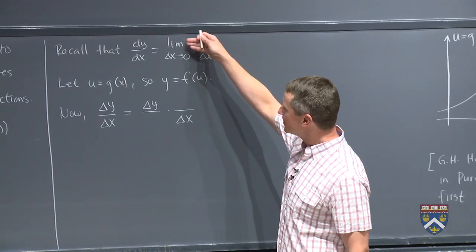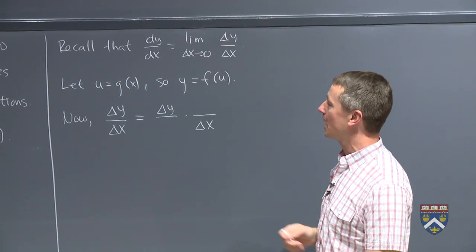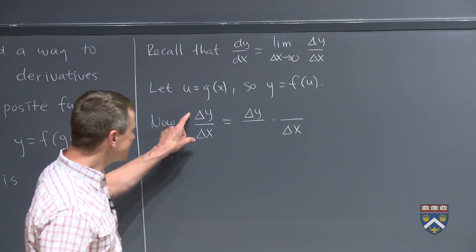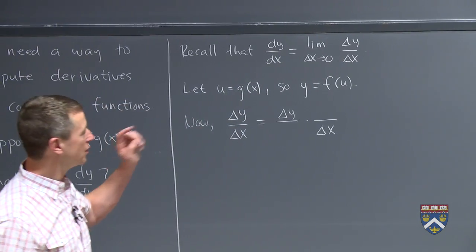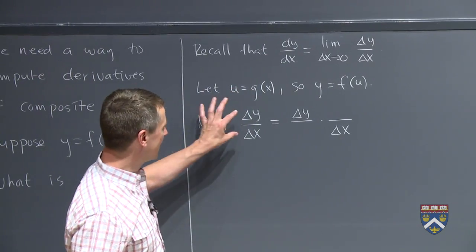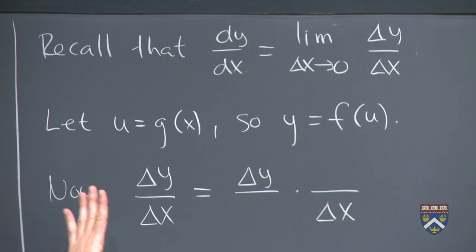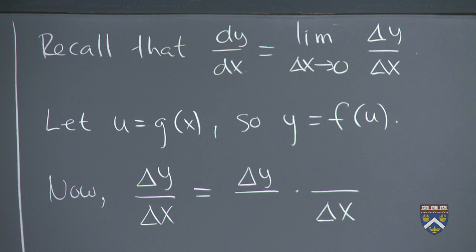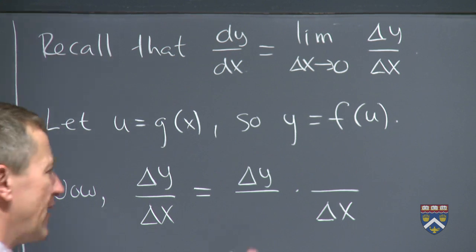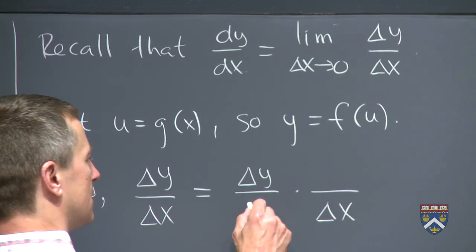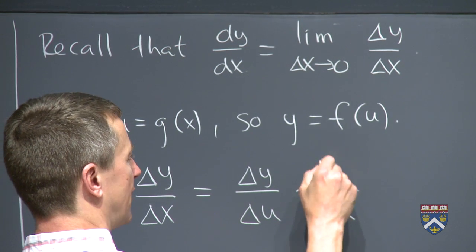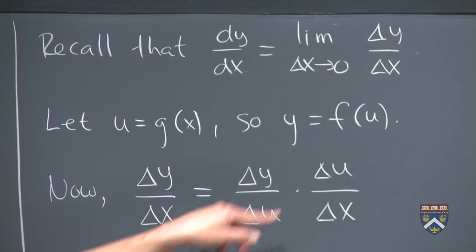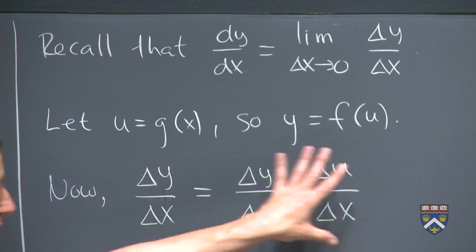All right, so I'm trying to compute the limit as delta x goes to 0 of delta y over delta x. What if I just start with delta y over delta x? Is this a bona fide fraction? We know that dy dx is not a fraction. Is this a fraction? This is a real fraction, right? I really am taking a change in y over a change in x. These are actual numbers. Well, if I multiply by 1 in a clever way, I shouldn't be changing the value, right? So I can write delta y over delta x as delta y over delta u times delta u over delta x. These are three fractions.